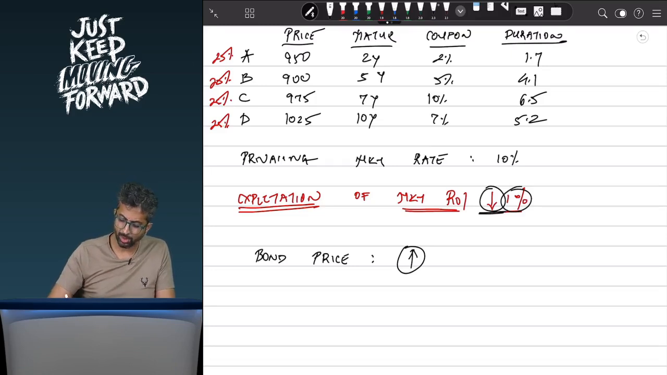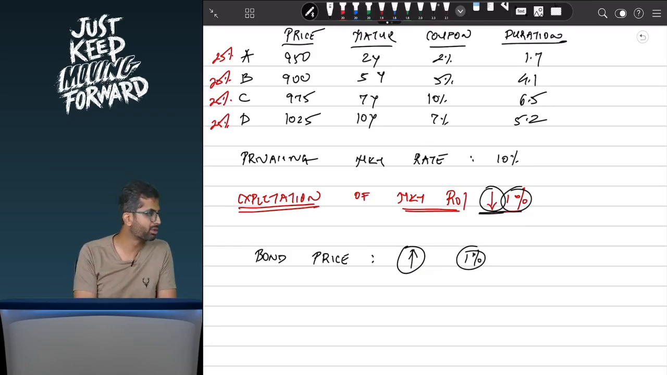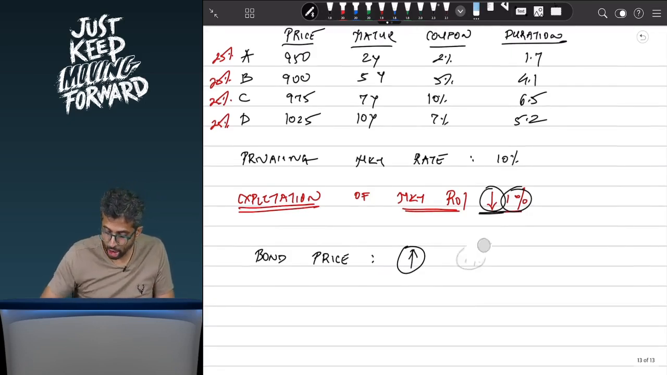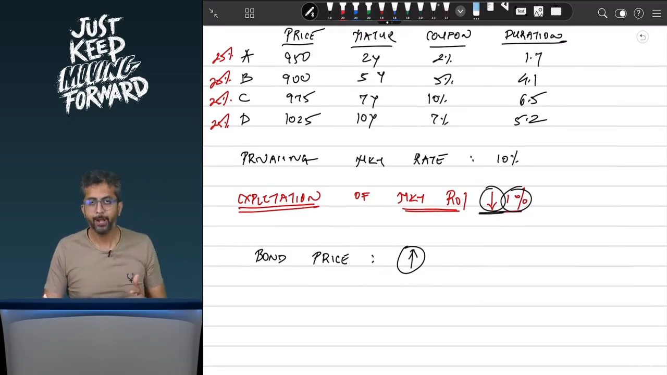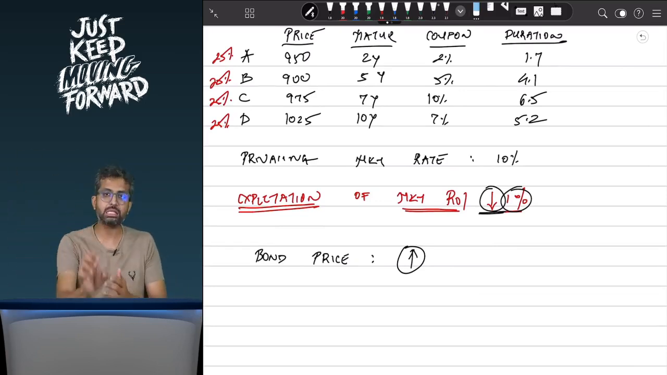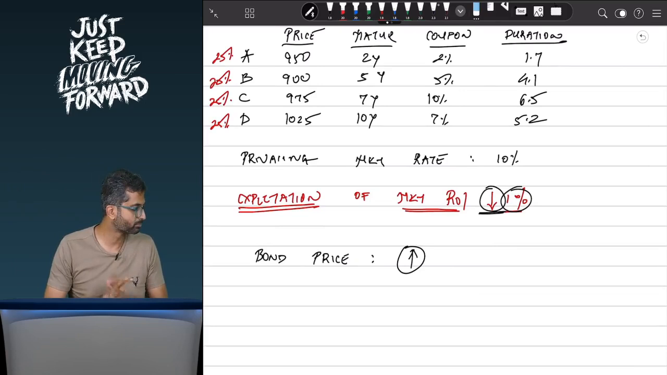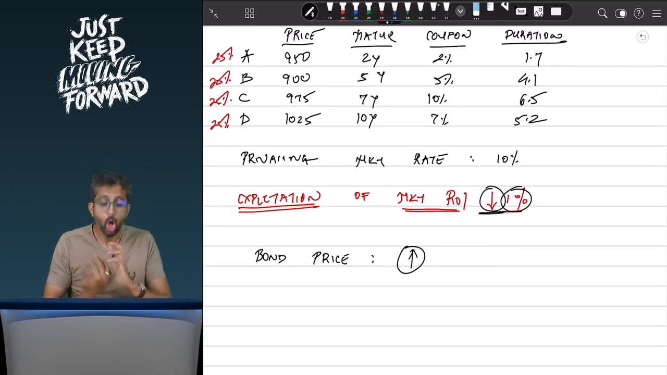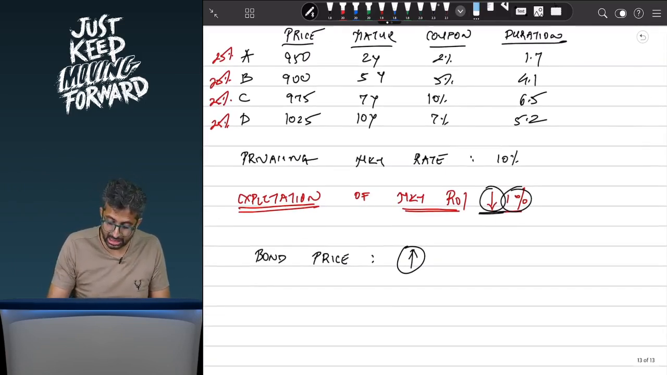Acha, the market rate of interest is falling by 1%. Do you think bond price will exactly rise by 1% for each of these bonds? No. It will rise differently. Given a choice, you will prefer which bond? The bond which rises the most or the bond which rises the least? Most. Which of these bonds is going to rise the most? A, B, C or D?